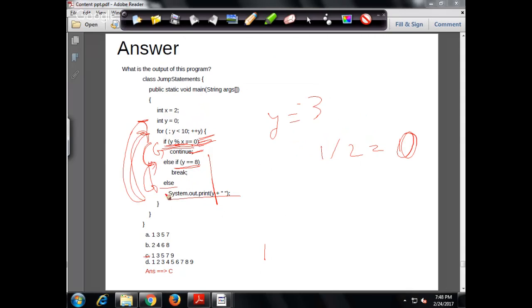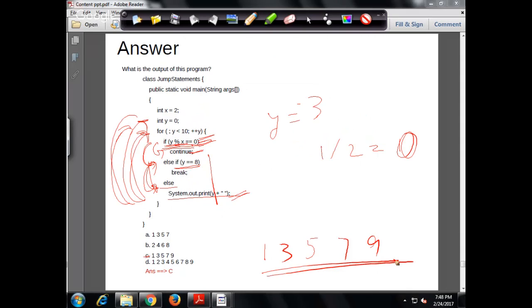It goes to else if. Again y is equal to 3, and this condition is also false. So it is going to go to else, and then in else it is going to print y. So the next number that it is going to print is 3. So this is the way it is going to check again and again, and it is going to print 1, 3, 5, 7, 9.